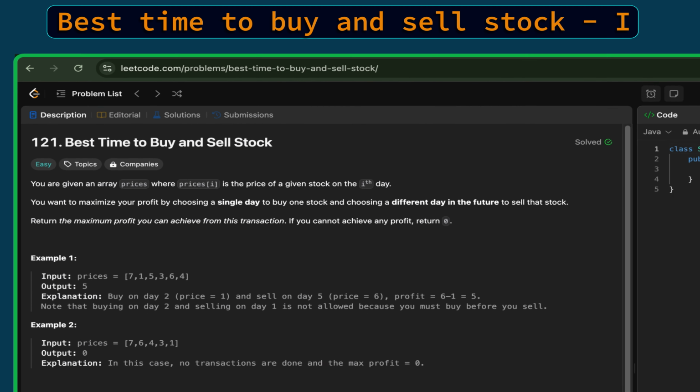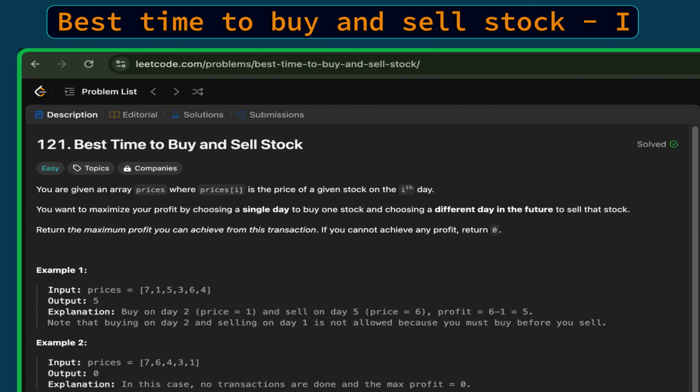So let's start with the problem statement. You are given an array of prices where prices[i] is the price of a given stock on the ith day. You want to maximize your profit by choosing a single day to buy one stock and choosing a different day in the future to sell that stock, so that it returns the maximum profit, right?